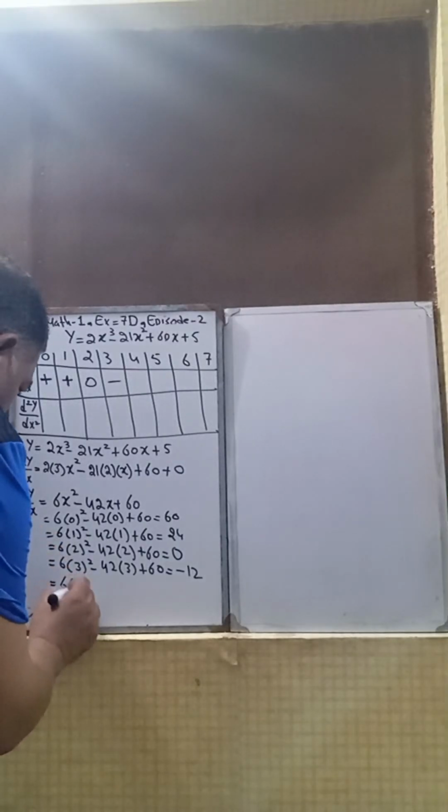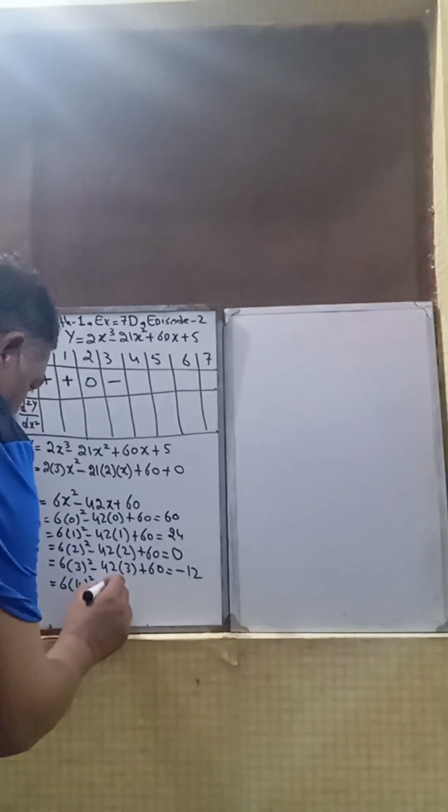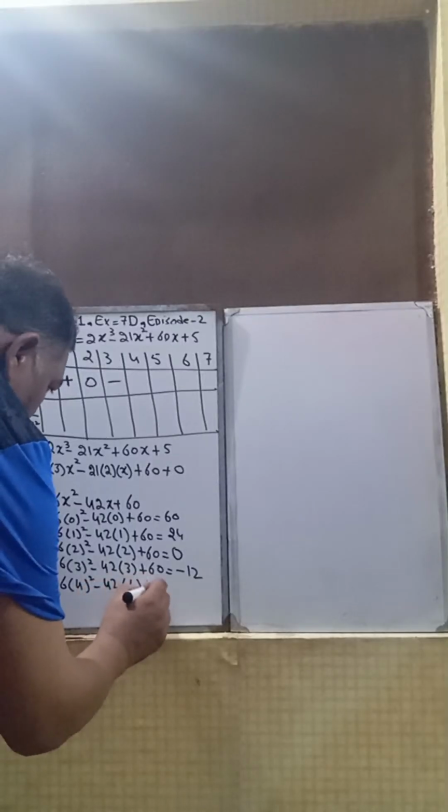Now I will put 4 in it. 6 into 4 square minus 42 into 4 plus 60, and let's see what the answer is.